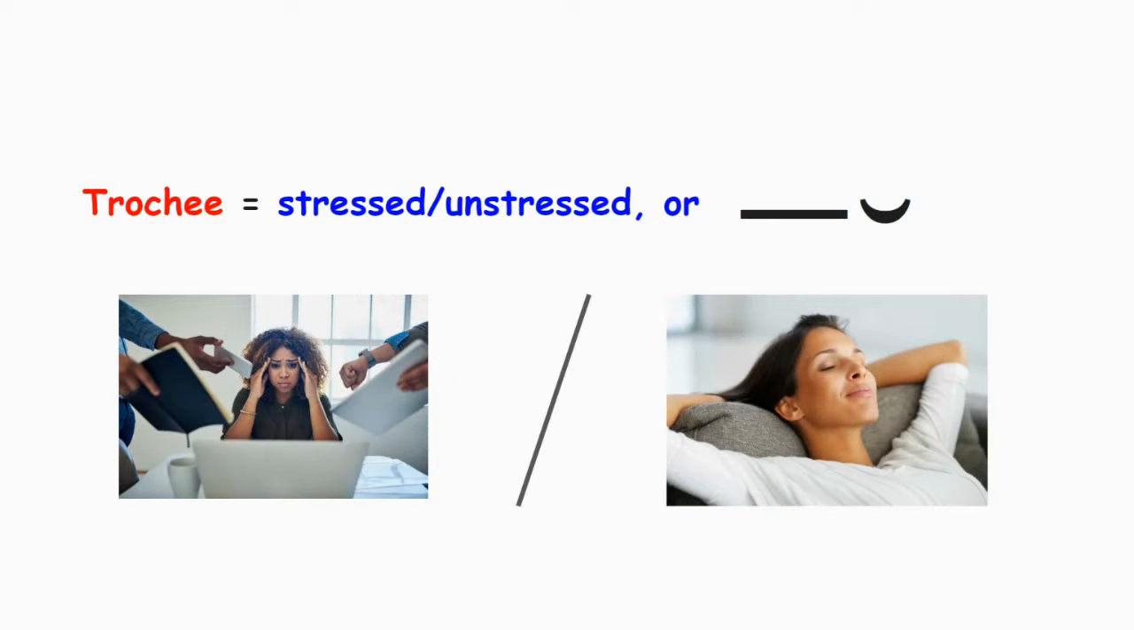So, for instance, what's called a trochee would be the opposite of an iamb, a stressed followed by an unstressed syllable.